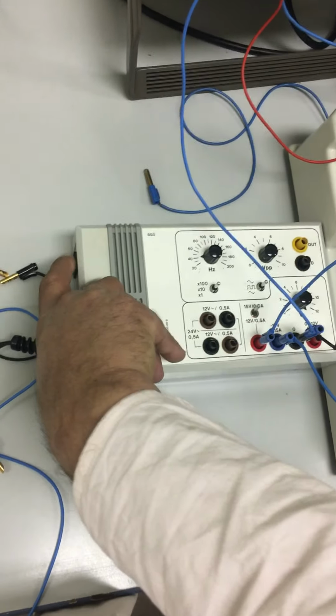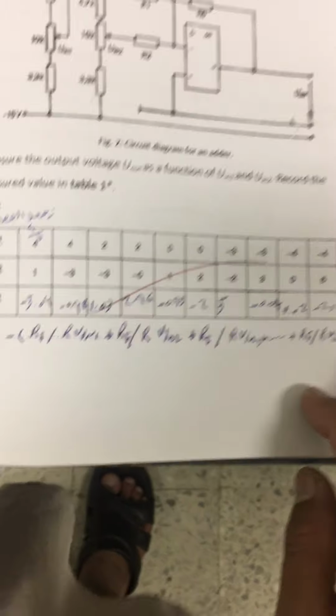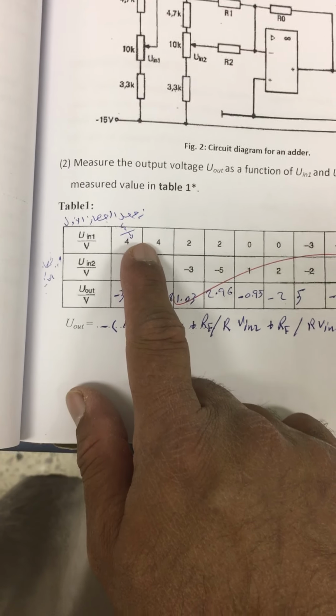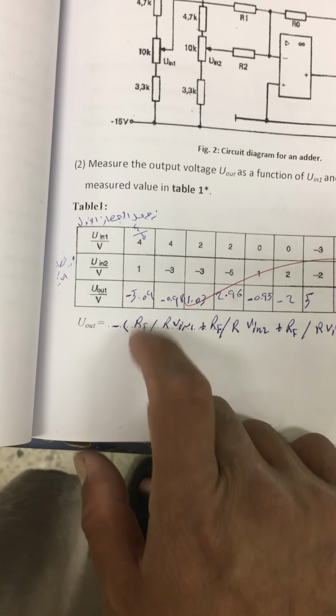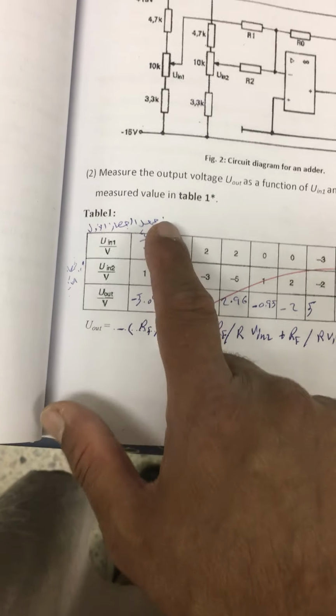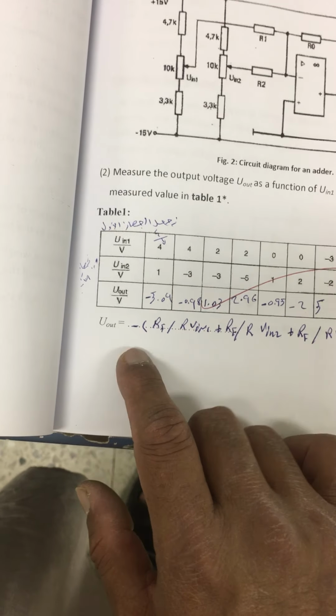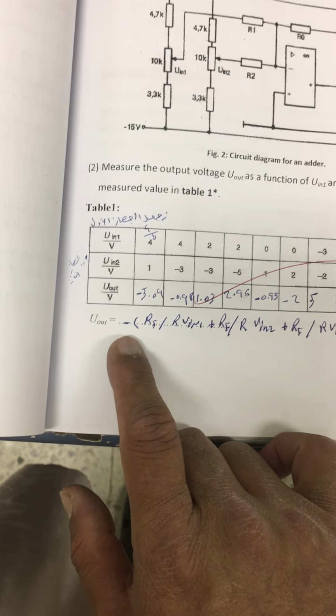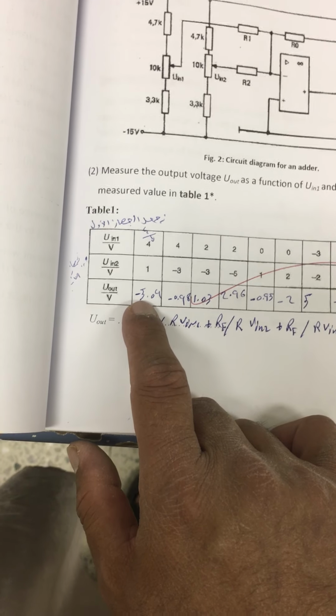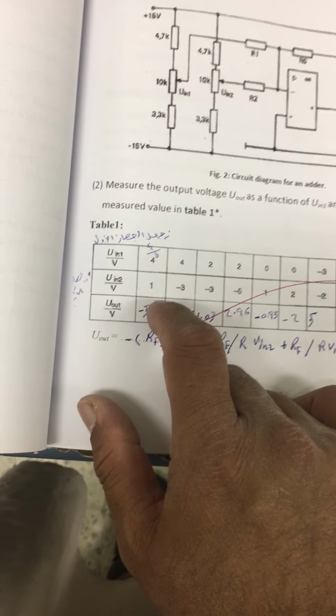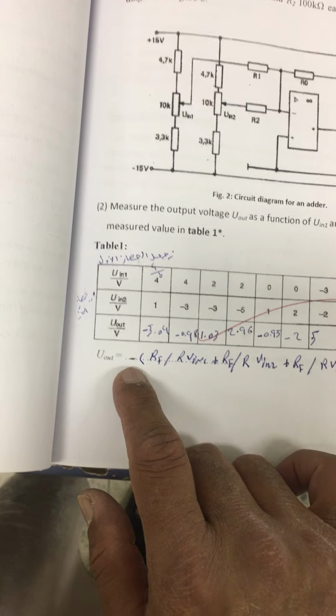Switch on the power supply, and as per the table we have here, U in 1 is 4, U in 2 is 1. So the total should be 4 plus 1, 5, and since the formula has a minus, the value will be minus 5 here. As per the negative, the value will be negative. We will check here. You can see here.